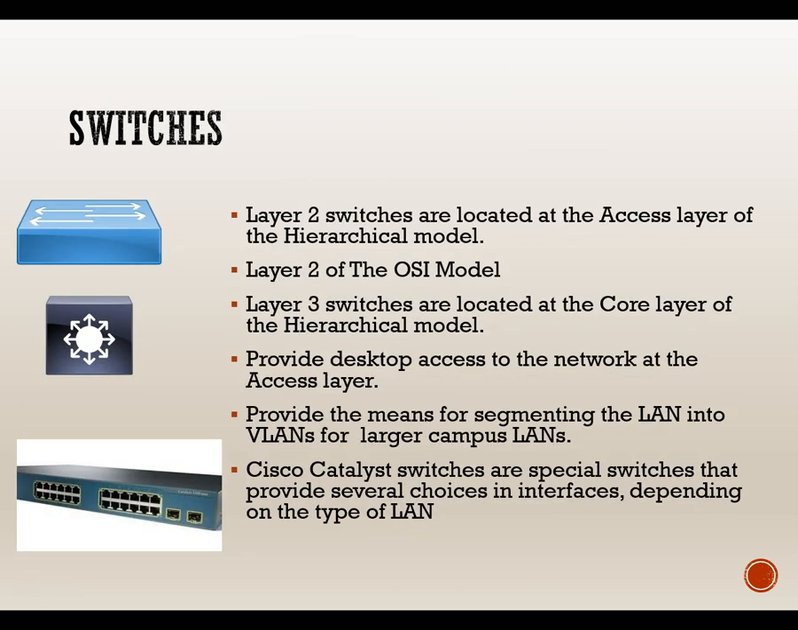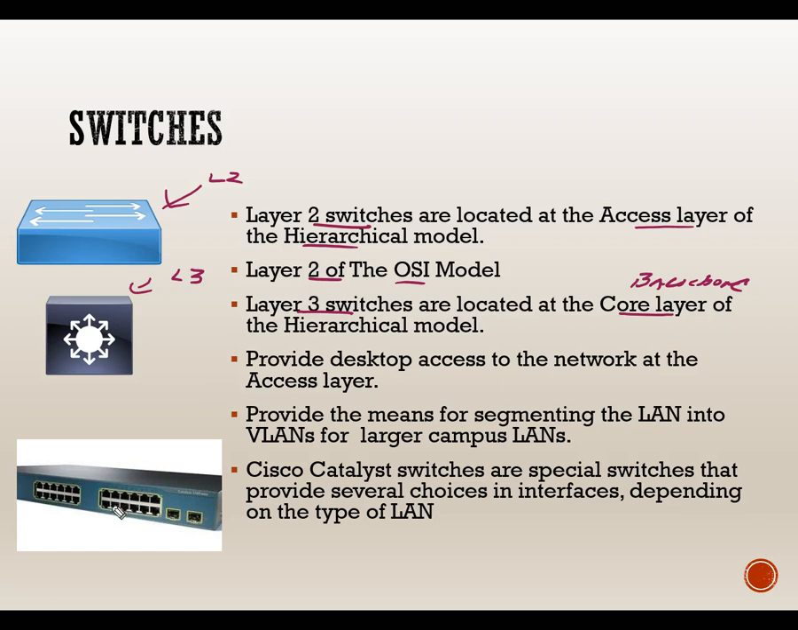The next device that I want to talk about that wasn't in the objective, but we need to know about them anyway, are switches. Layer 2 switches are located at the access layer of the hierarchy model and layer 2 of the OSI model. Layer 3 switches are located at the core layer, the backbone layer of the Cisco hierarchical model. These are the symbols that we'll use in Cisco for those, a layer 2 switch and a layer 3 switch. This is again what one's going to look like.